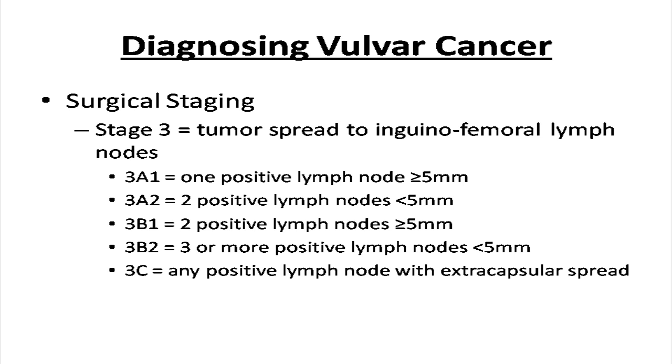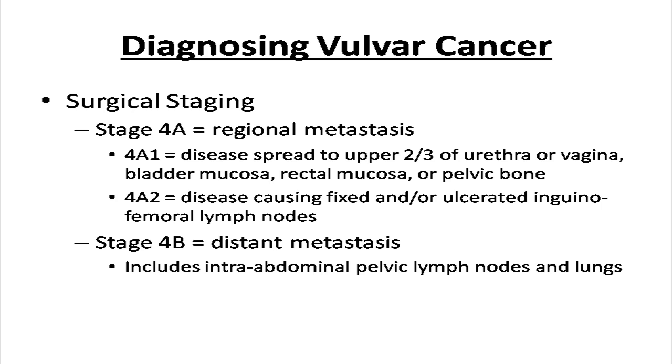Patients with 3C disease would have lymphatic node spread with the disease actually breaking through the capsule of the lymph node. Stage 4 disease is broken into 4A and 4B. 4A represents regional metastases and is further subdivided into stage 4A1, where disease can spread to the upper 2/3 of the vagina or urethra and may include the bladder mucosa, rectal mucosa, and even the pelvic bone. 4A2 disease is disease that would be causing fixed or ulcerated inguinofemoral lymph nodes. In stage 4B disease, you truly have distant metastases to include any intra-abdominal structures, pelvic lymph nodes, or lungs.